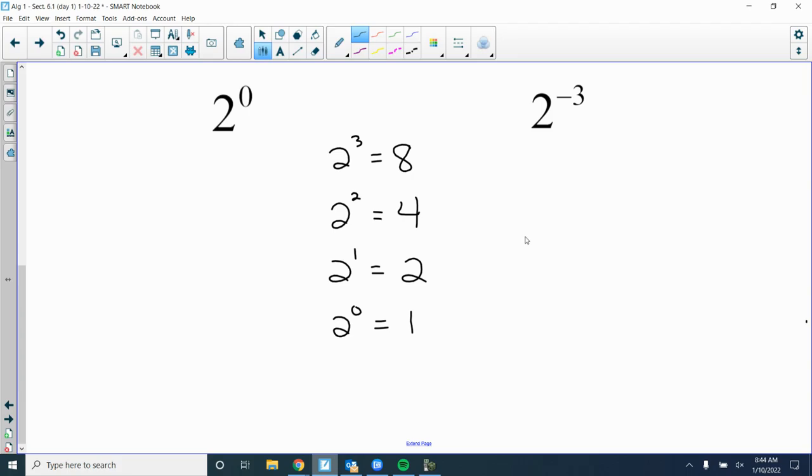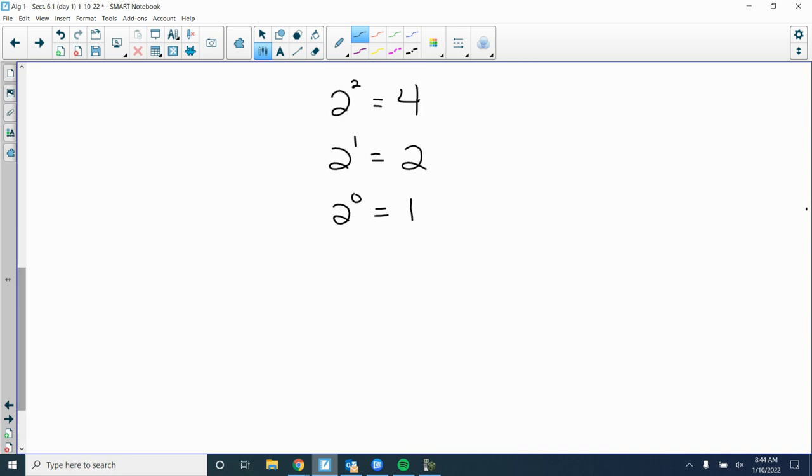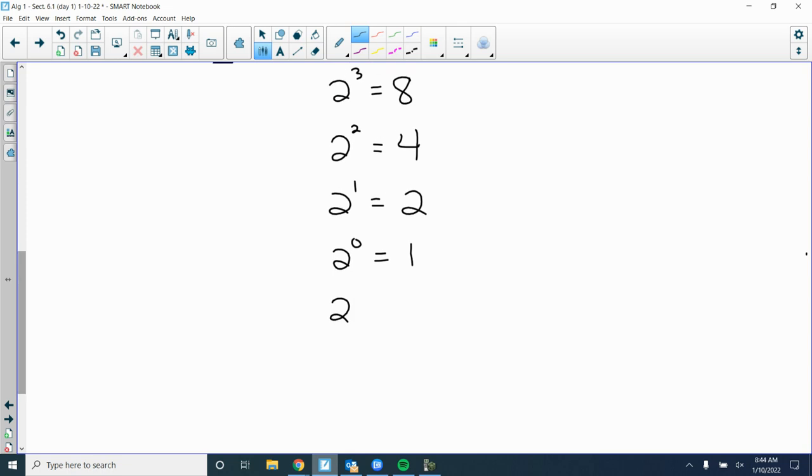Now, here's the thing. When you use your calculator, it's going to start giving you decimals. I don't want decimals. Follow the pattern. What would be the next power? 3, 2, 1, 0. What should be the next number? Negative 1. It goes down by 1. 2 to the negative 1. Follow the pattern: 8, 4, 2, 1. It cuts in half. What do you get when you cut 1 in half? 1/2.